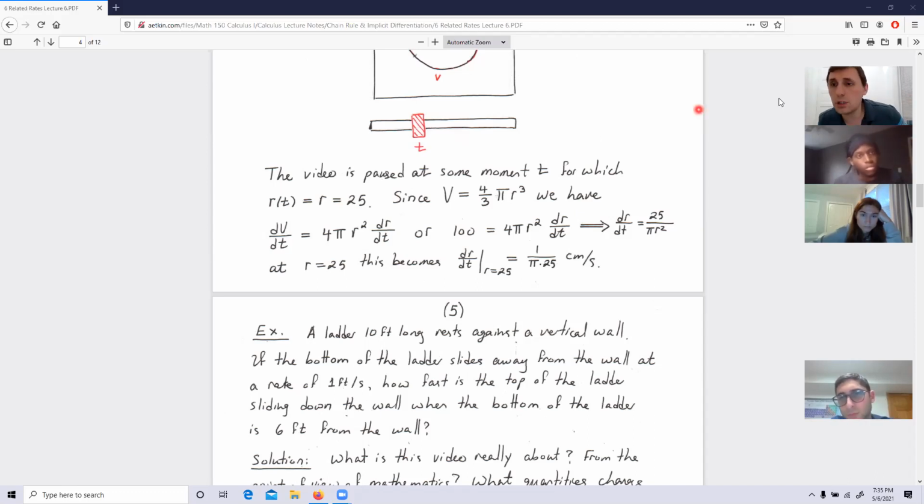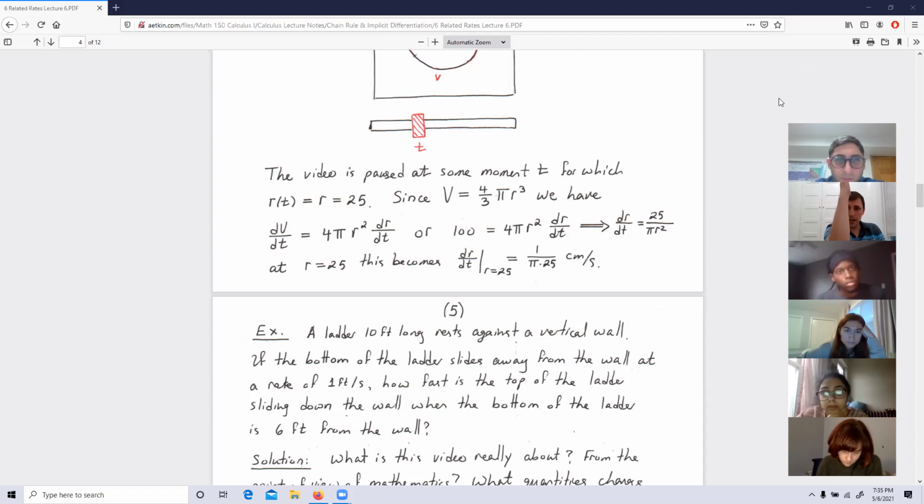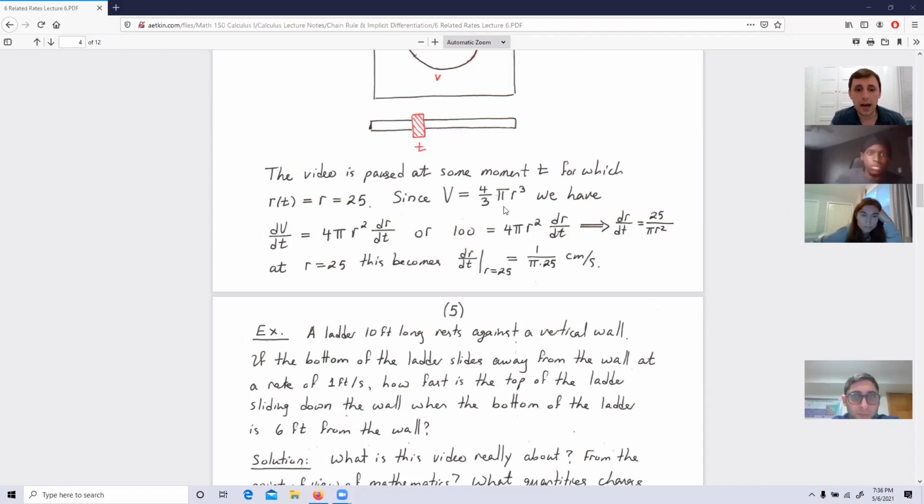Now what's happening to the top? You can see that the top, guys, here, you could not see the tip of my fingers, but now suddenly you can see my full hand. The top is coming down along the wall. Yes? Here it is, guys. Here is the wall. So the question is, how fast is the top of the ladder sliding down when the bottom of the ladder is 6 feet away from the wall?